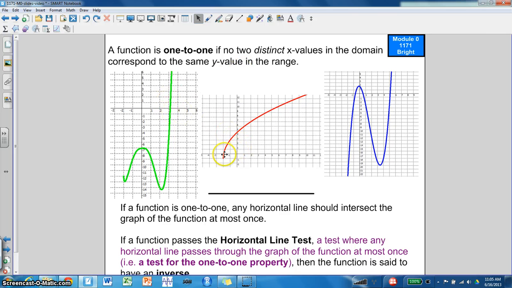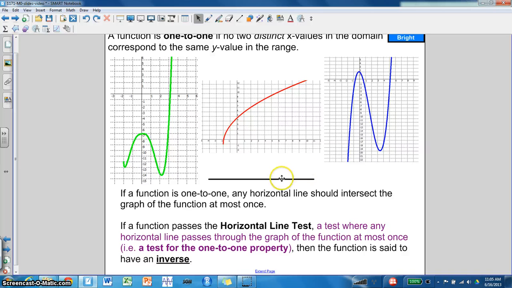Whereas in this one, looking at the red curve, I can pick any x values that I want, such as negative 1 and 4, and I'll always get different y values. Now graphically, this is really easy to see if we do what is called the horizontal line test. If I take my horizontal line and pass it through the function, if it hits more than one place on a function, then it is not going to be one-to-one. And you can see here it fails.